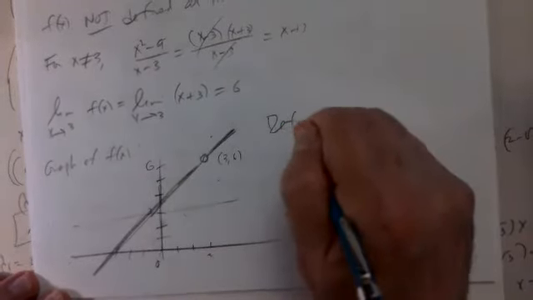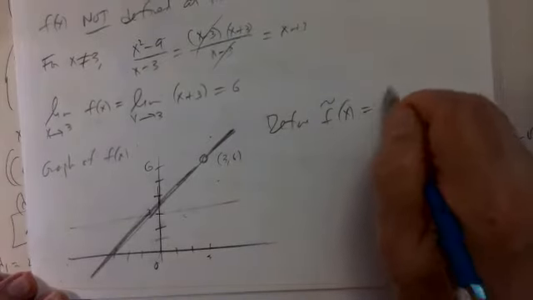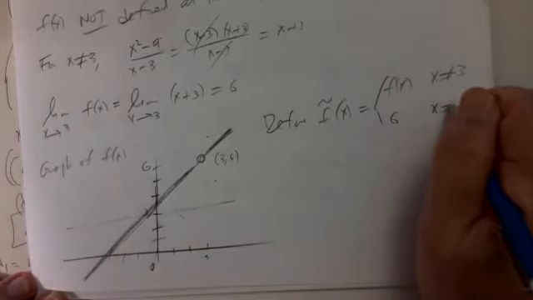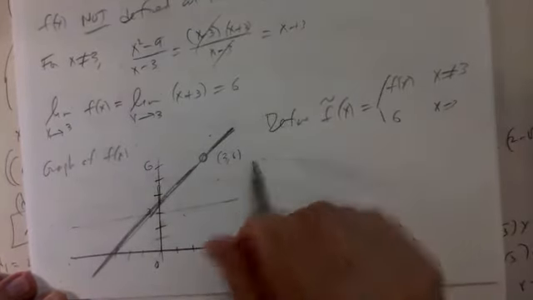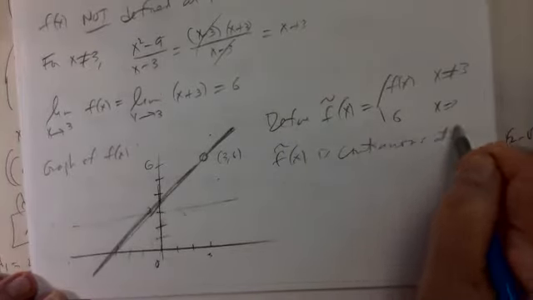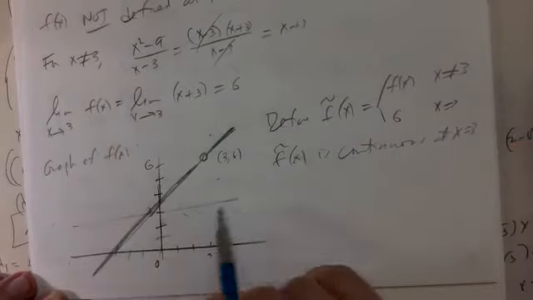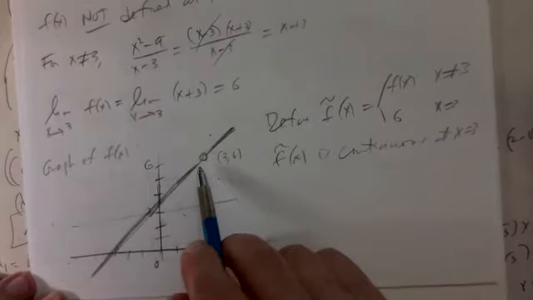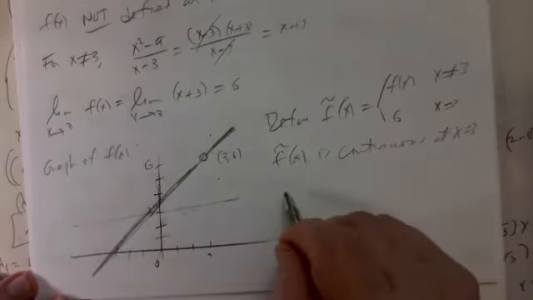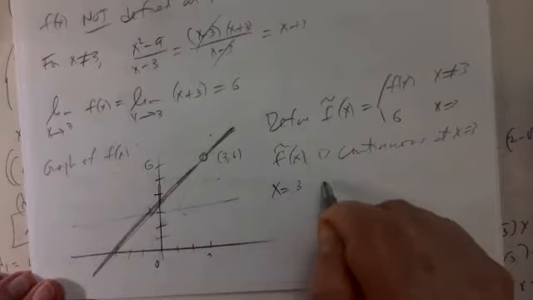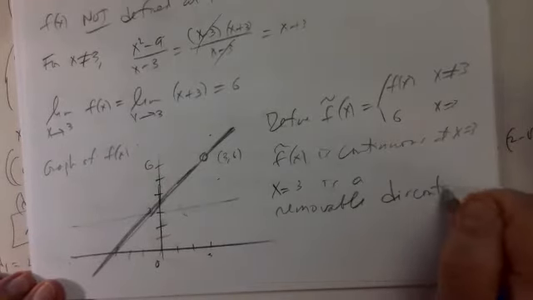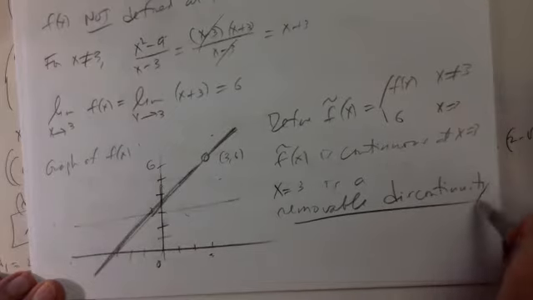But if we defined a new function, I'll call it f tilde of x, which is the same as f of x for x not equal to 3, and 6 when x equals 3, then the graph is this straight line. So f tilde of x is continuous at x equals 3. So by redefining the value of the function at 3, I get a new function which is continuous. So therefore, the language that we use to describe this phenomenon is x equals 3 is a removable discontinuity.